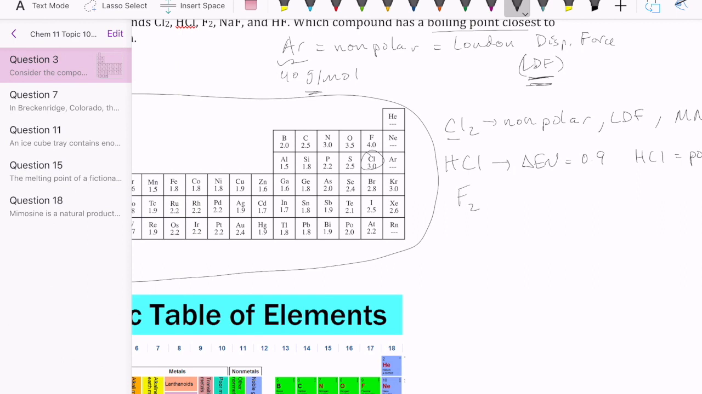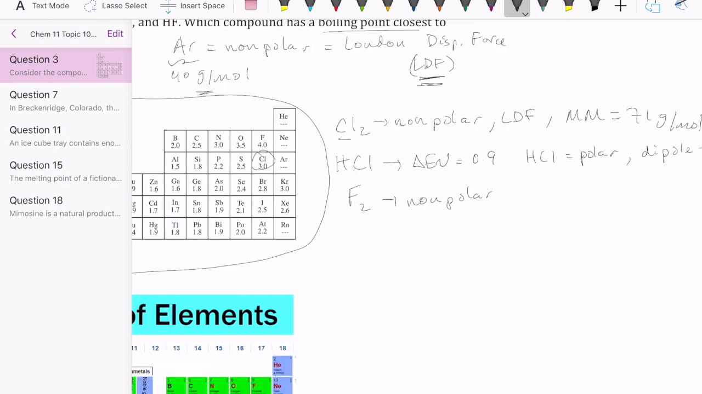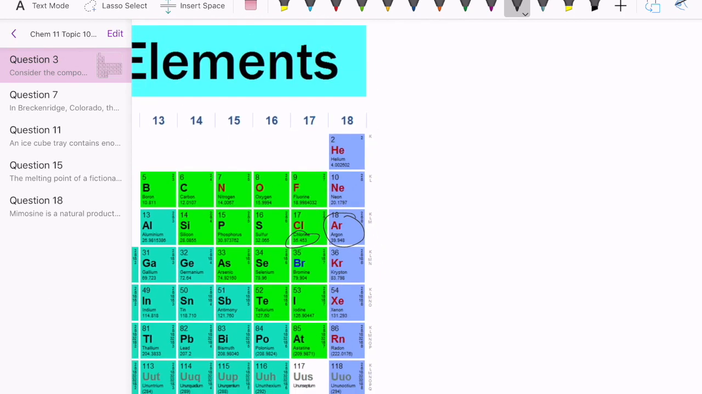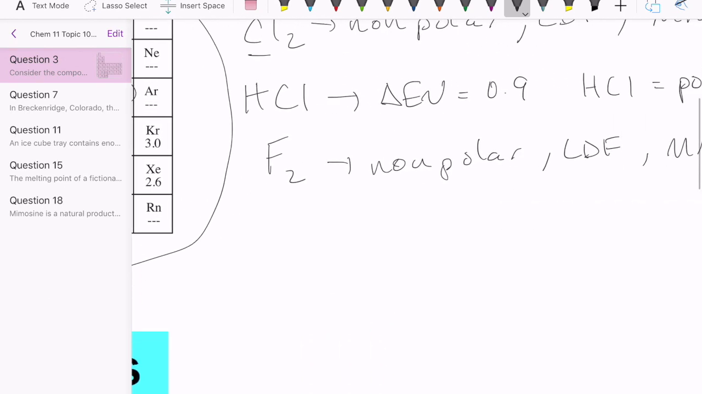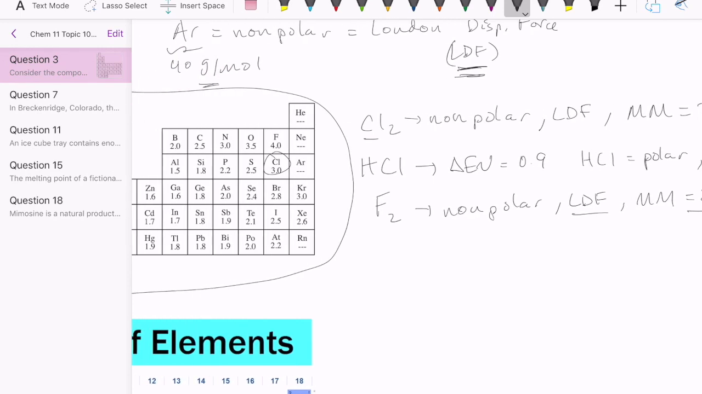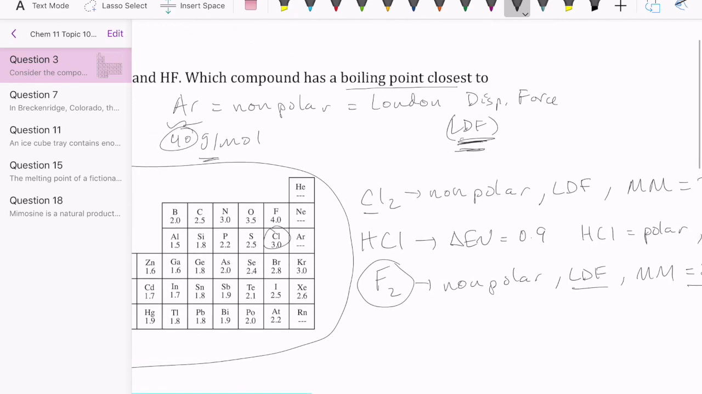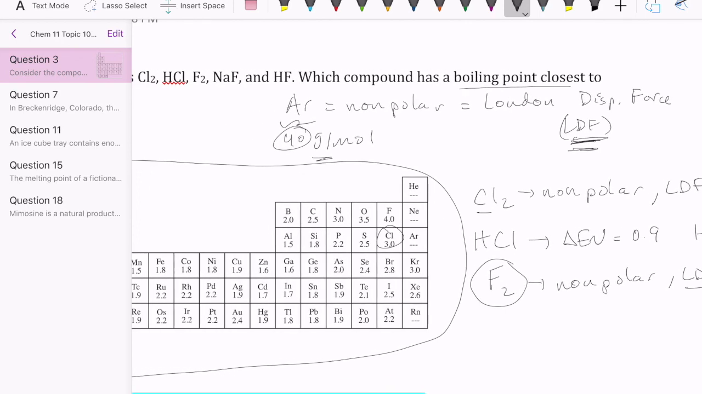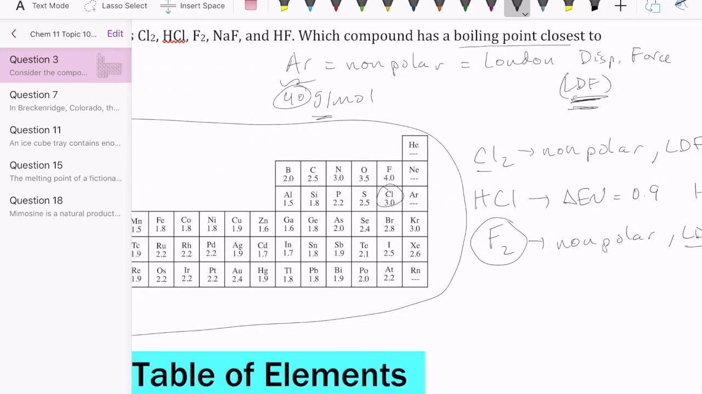Let's take a look at F2, which is our next molecule. This is a nonpolar molecule, same two atoms, and so it has London forces as its main force. The molar mass of F2 here in the periodic table, each F is 19, so F2 would have a molar mass of about 38 grams per mole. And that's actually pretty close to the one that we're looking for, which is 40 grams per mole with LDF. So at this point, I would think that F2 would be the answer unless we find something that's even better. So let's take a look at the rest of the molecules that were given.